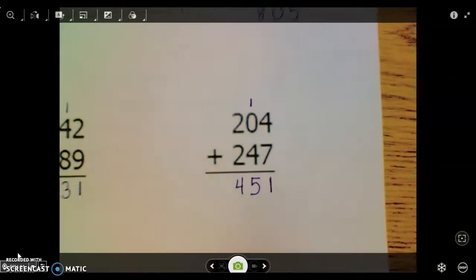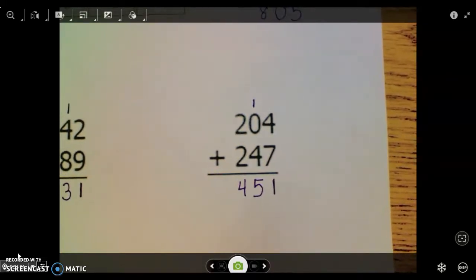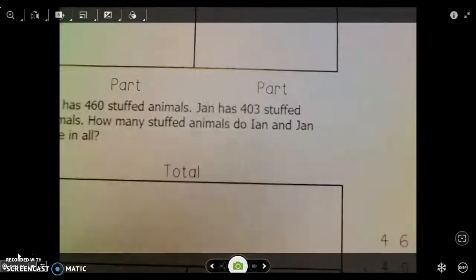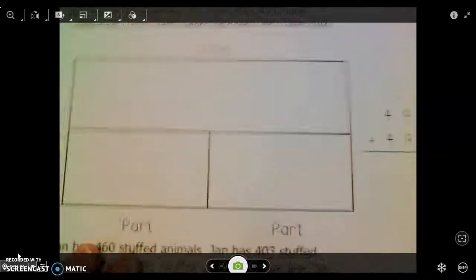Okay. So the next step we're going to do is we're going to do some word problems today. And we're going to use the tape diagram, just like you did in 3rd grade, to help us. This looks very similar to the tape diagram or the bars we used in rounding as well.